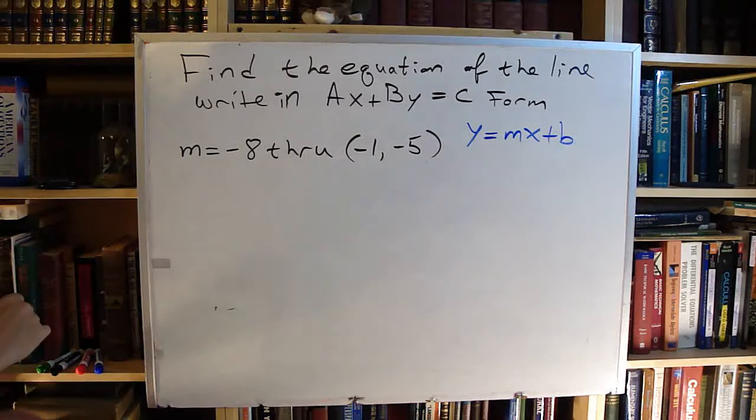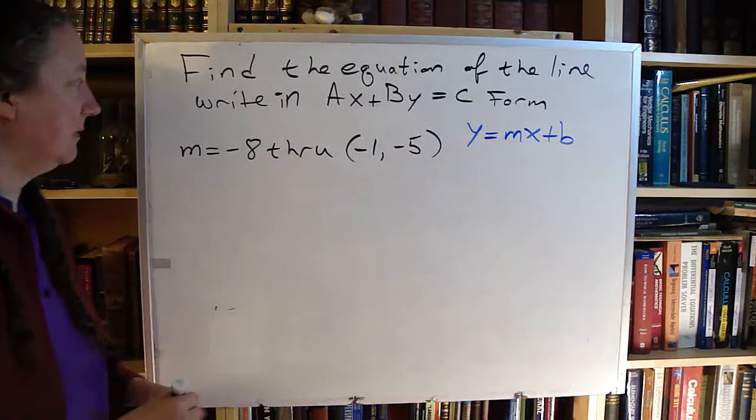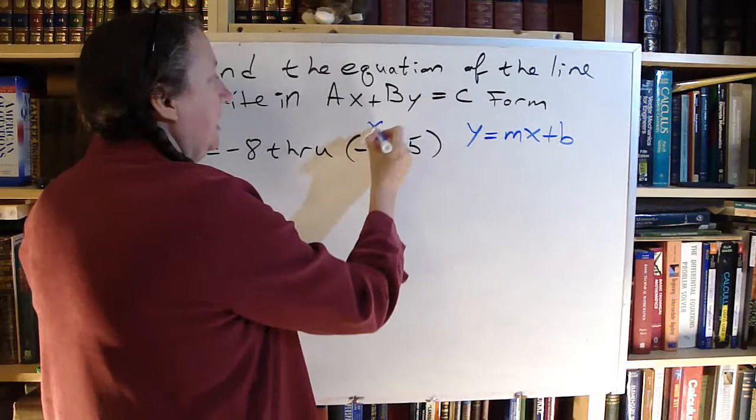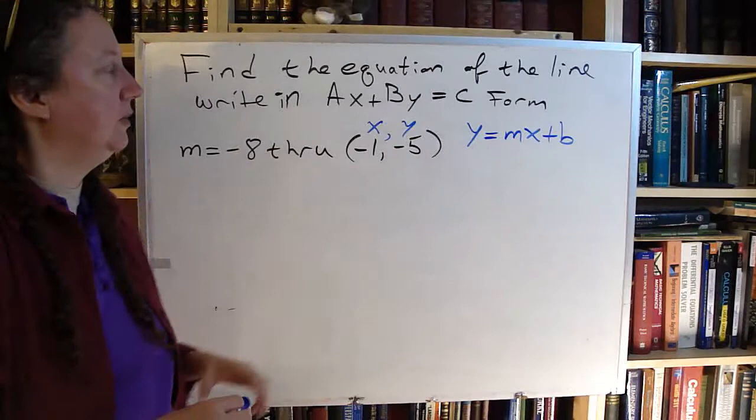Find the equation of the line. Slope is negative 8, and it goes through the point negative 1, comma, negative 5. Before I start throwing my numbers into my equations, I label my x, comma, y so that I don't get mixed up as far as which one is which. Now I take my three numbers, put them into my equation.